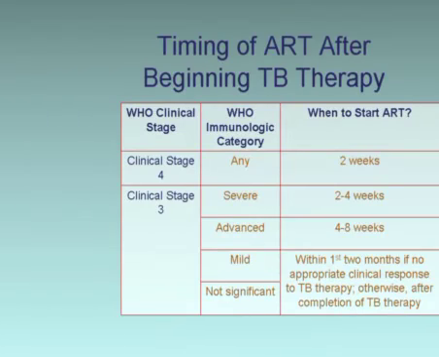should be considered. And as you remember, this graph is taken from the guidelines. If they're stage 4, we should wait 2 weeks. Anybody with severe immune suppression, CD4 less than 100, should only wait about 2 to 4 weeks before starting treatment. Anybody less than that, I cross out this one.